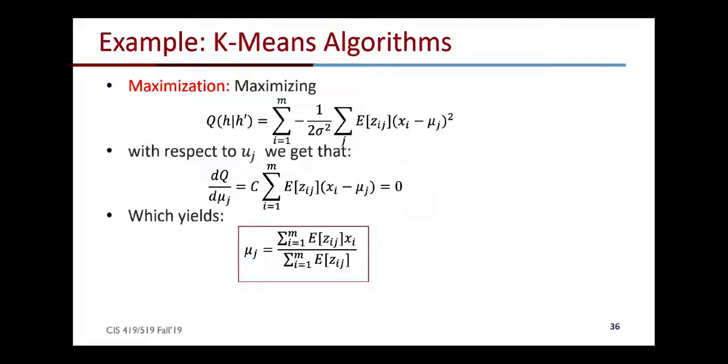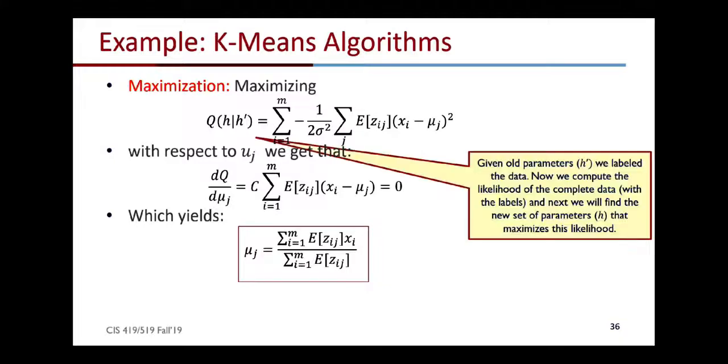So what did we get? We've written the log likelihood of the new parameters given the old parameters as this expression. Just articulating what is written here: given the old parameters, h prime, we label the data. We computed the Pij's. Now we compute the likelihood of the data. And next we're going to differentiate this likelihood and find a new set of parameters that maximizes this likelihood.